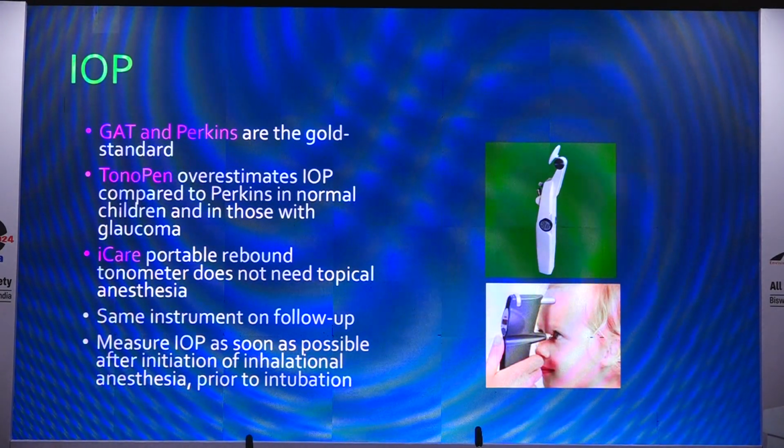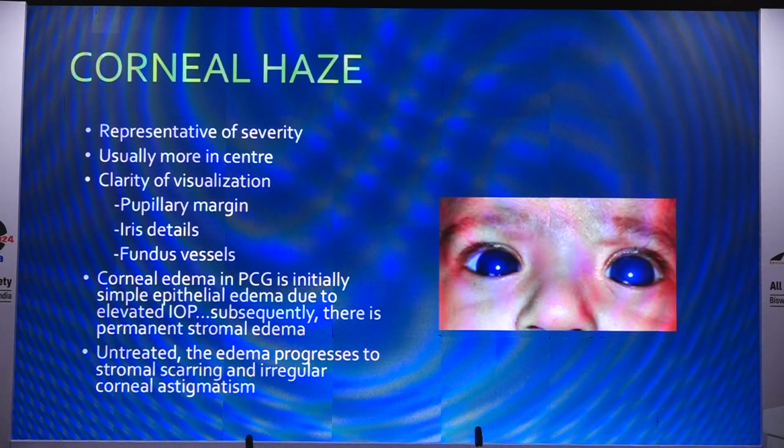Now, the most relied upon instrument for measuring IOP in children is the Goldmann applanation tonometry and the Perkins. So in the examination under anesthesia, we usually use the Perkins tonometer. The other options are the Tono-Pen and the iCare tonometer. Now, corneal haze, Dr. Murli has discussed in detail. It is representative of the severity of glaucoma. Usually it's more in the center, and we can document what other posterior structures are visible to assess the severity of the glaucoma.